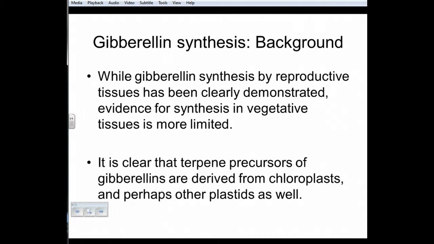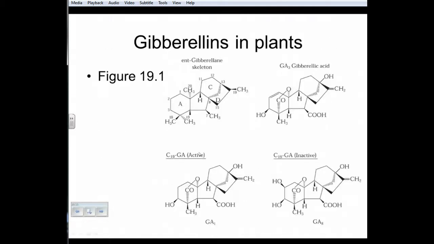And a lot of these things have other components to them. So if you squint your eyes and look at these, they all look the same. GA3 is probably the one that is most used because it's very active and it's not hard to make.